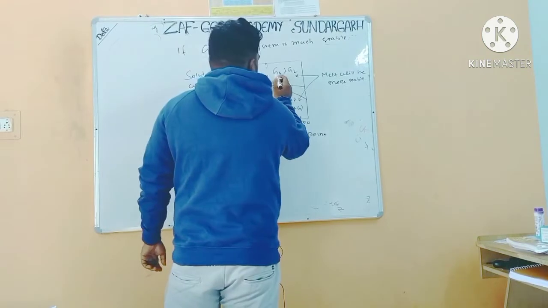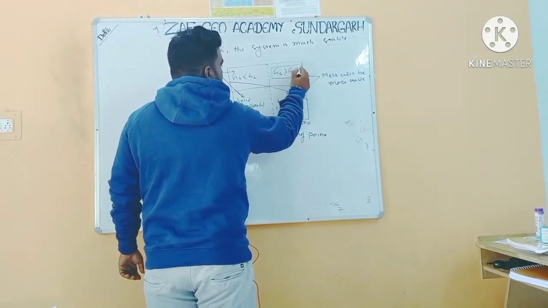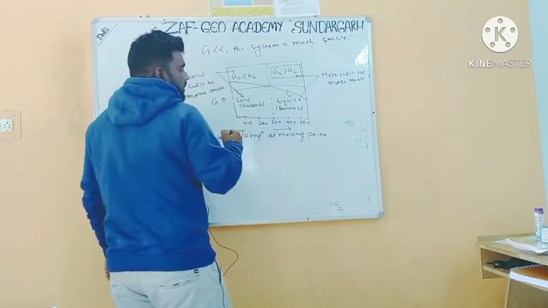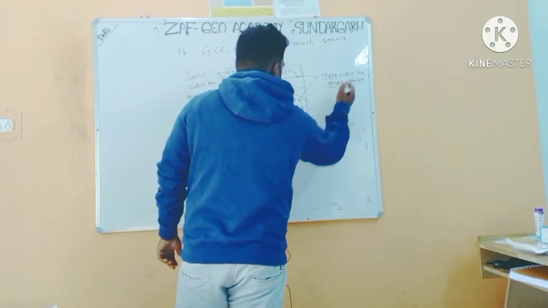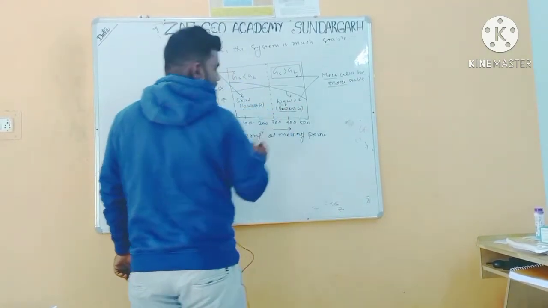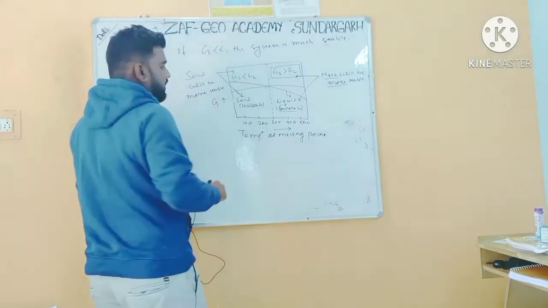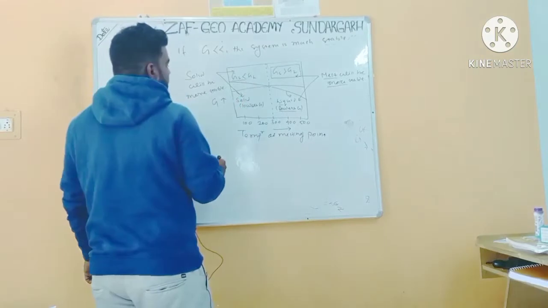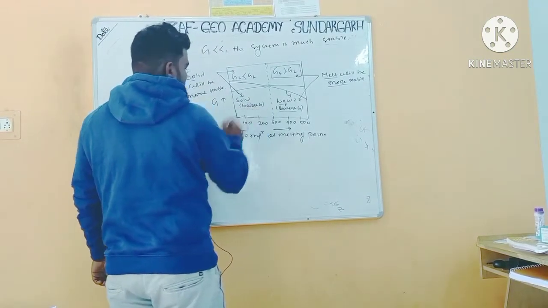Here, if G of S, the Gibbs free energy of solid, is greater than the Gibbs free energy of liquid, then the melt will be more stable, because liquid has the lowest G. Now here, the Gibbs free energy of solid is less than the Gibbs free energy of liquid, then the solid will be more stable here because solid has the lowest G.